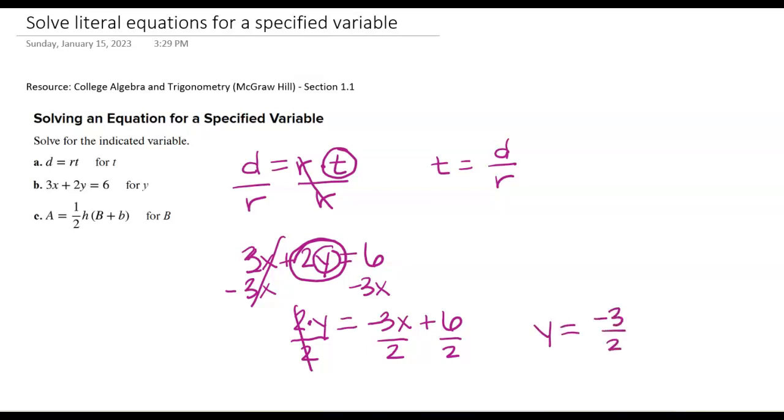Negative 3 over 2 stays with my x, but 6 can be divided by 2 and simplify to 3. Note that this is the same as writing the equation with the negative 3x in the top and then the 2 in the bottom. That's because this is x over 1, and so you can write it either way, and that is totally fine to do.